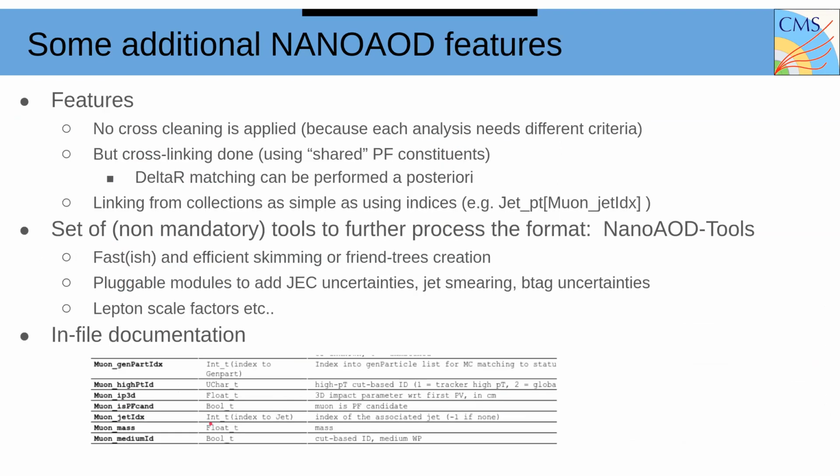So some additional features. Now, this is a bit technical. There is no cross-cleaning, meaning we don't throw away objects at the level of NanoAOD, because this is something that can be an analysis choice. But we instead do the linking between the objects, especially the kind of linking that is not possible to do later. So you can say the two objects are basically the same due to the same footprint, and only one of the two really exists.